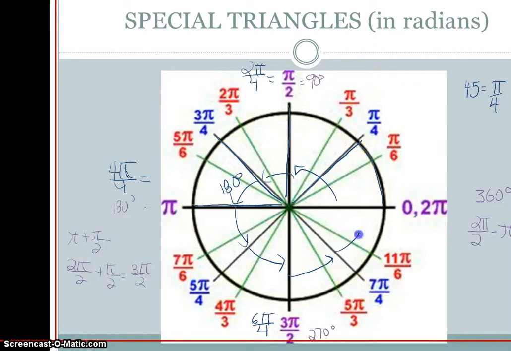And then when we get back to the beginning, we get 8 pi over 4, which is equal to 2 pi. So once again, we have a different representation. The pi could be 4 pi over 4, and then this 2 pi is 8 pi over 4, which is equal to 2 pi.